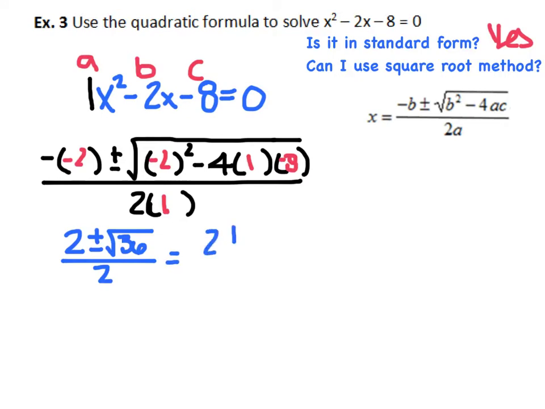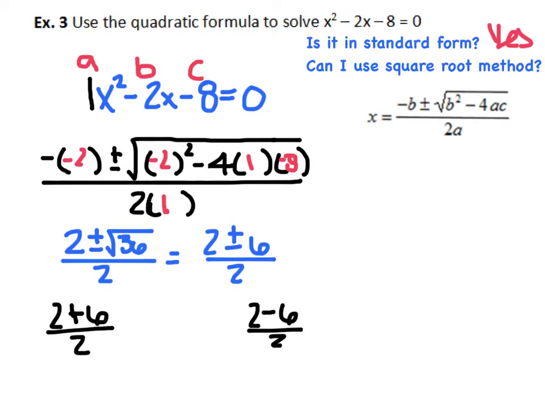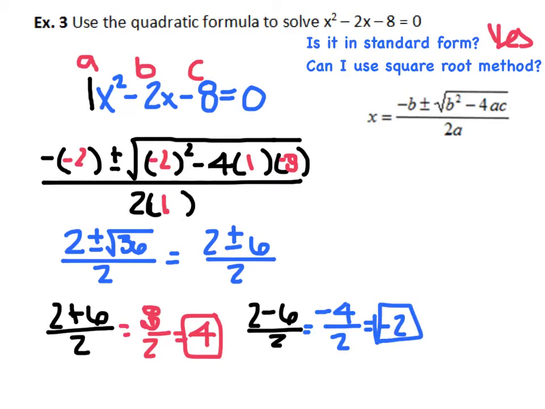Well, 2 plus or minus the square root of 36 is 6 divided by 2. Remember, that turns it into two problems. 2 plus 6 divided by 2, and 2 minus 6 divided by 2. 2 plus 6 is 8 divided by 2 equals 4. This is my first solution, or x-intercept. 2 minus 6 is -4 divided by 2 equals -2 as my second x-intercept. So my two solutions are 4 and -2.